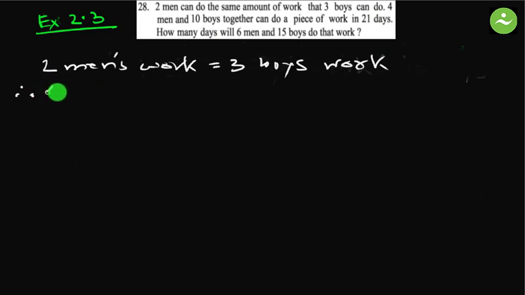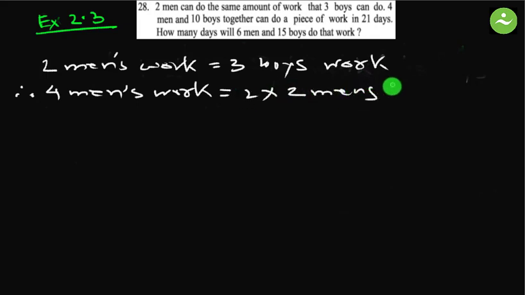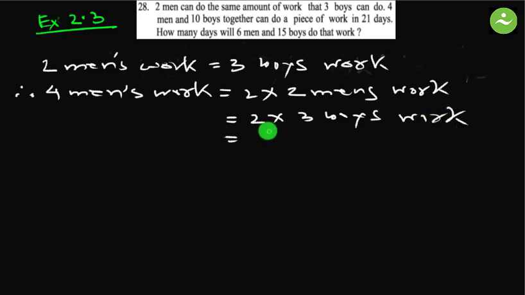Let's find out. 4 men's work equals to 2 multiply 2 men's work. Now we know 2 men's work means 3 boys' work. So 2 multiply 3 boys' work equals to 6 boys' work. So 4 men's work means 6 boys' work.